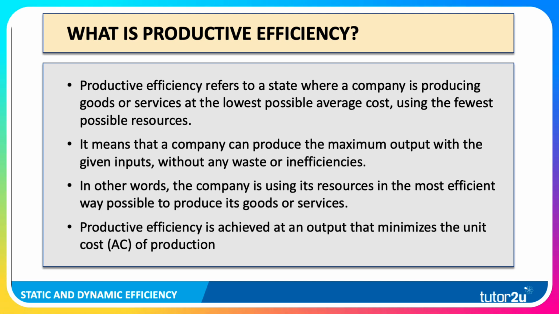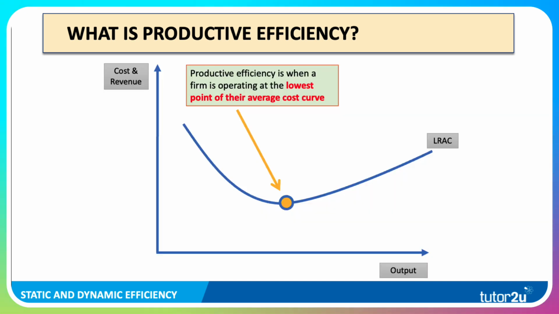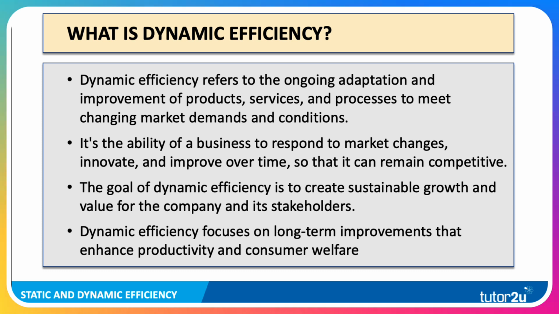Productive efficiency is where a company or a business is producing their goods and services at the lowest feasible average cost using the fewest possible resources. So you're minimising waste in production. In other words, the company is using their resources in the most efficient way, and the technical condition is that output is achieved at minimum unit cost of production. So if you think about the long run average cost curve, the minimum efficient scale, the lowest point of the average cost curve in the long run. Now, static efficiency is both allocative and productive.